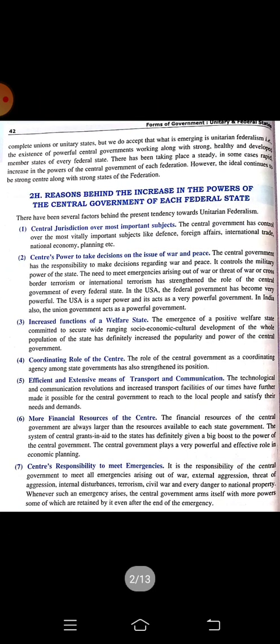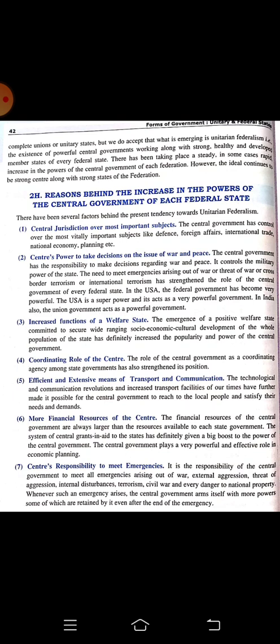I told you already what is the meaning of that. Quasi federal, we can say this is the appropriate term, I feel, you must be using for India. Quasi federal. What is the reason behind this growing power of the central government? Because of central jurisdiction over most important subjects. So the central government decides what is the welfare of the state, which decisions are going to be taken for the welfare of the entire nation. This is also in the hands of the central government.